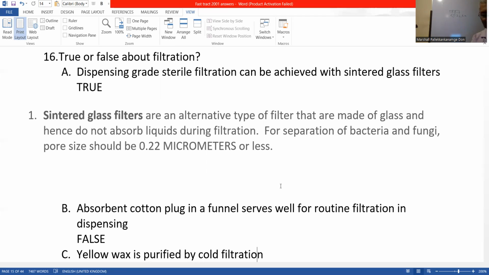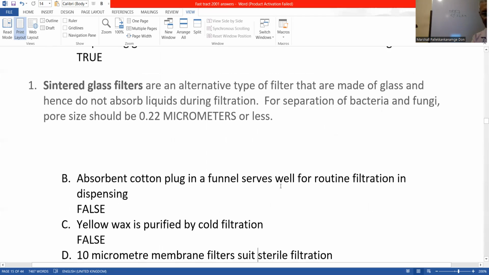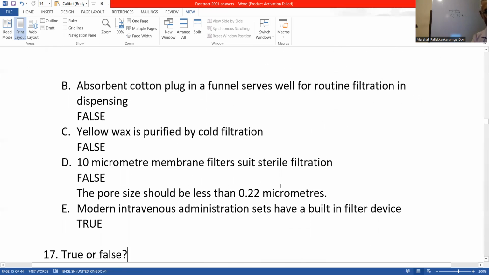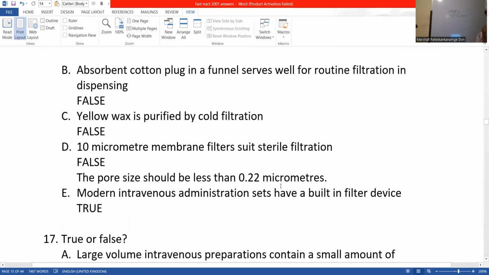Absorbent cotton plug in a funnel serves well for routine filtration in dispensing. That is false. A cotton plug is not a good one. Yellow wax is purified by cold filtration. You can't do that because yellow wax melts above room temperature. So that is false.